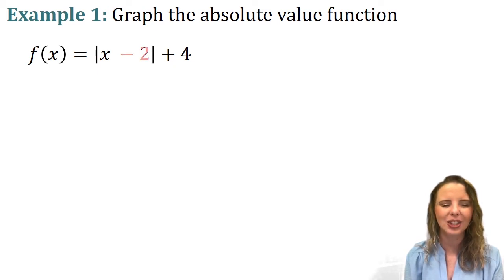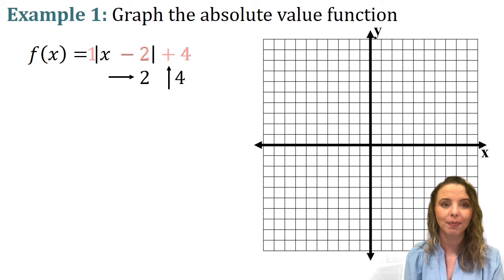So we know minus 2 on the inside of the absolute value is still going to go right 2, and plus 4 on the outside is still going to go up 4. And we understand that there's a 1 in the front. Let's go ahead and put our parent function on the graph. Now we are going to shift this function all at one time. Right 2, up 4. Same answer as the previous slide, just a different technique.